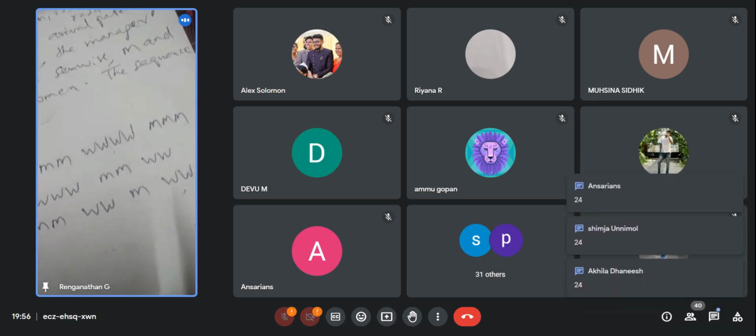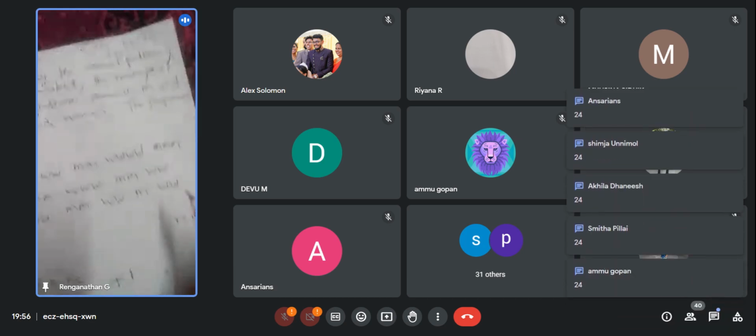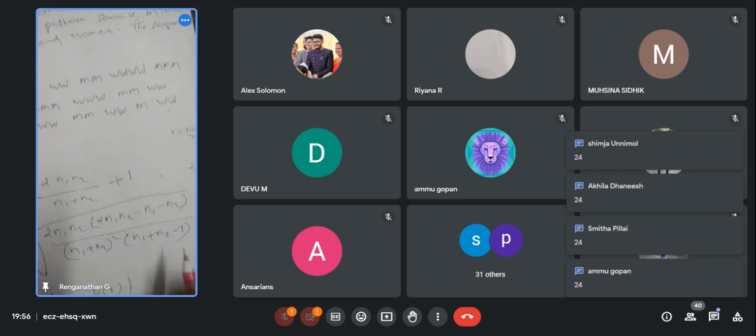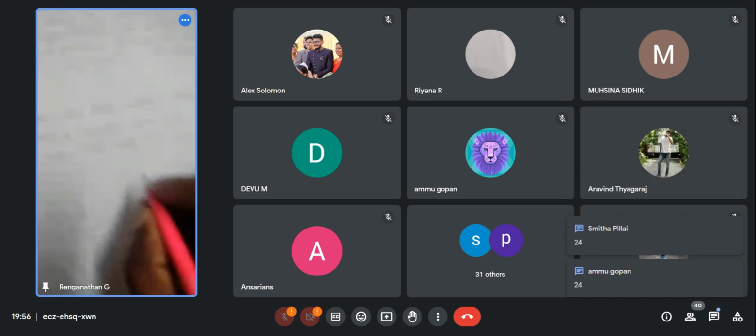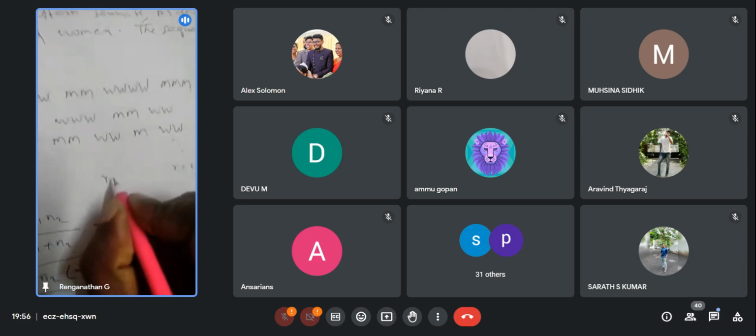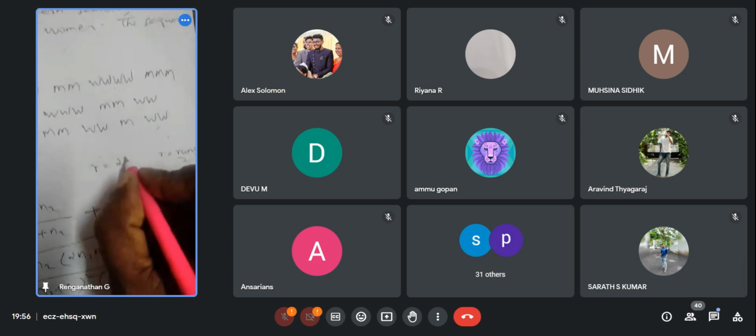Okay, 24. 24 runs are there. So run is denoted by the letter R. Run is denoted by the letter R. Here R is equal to 24.